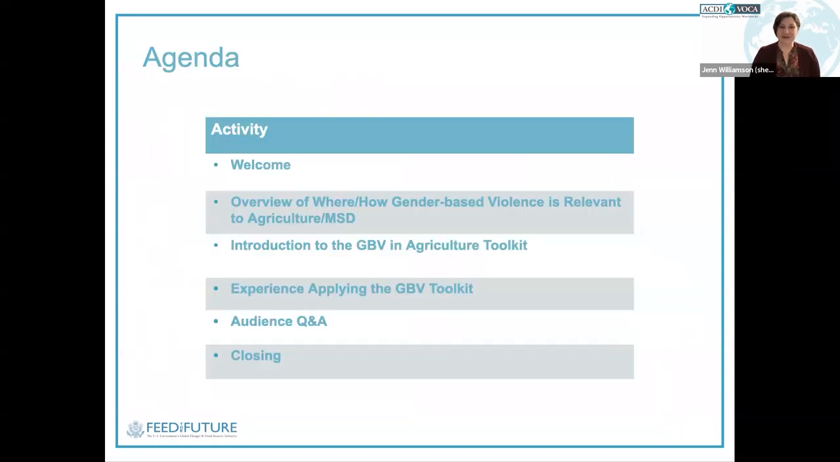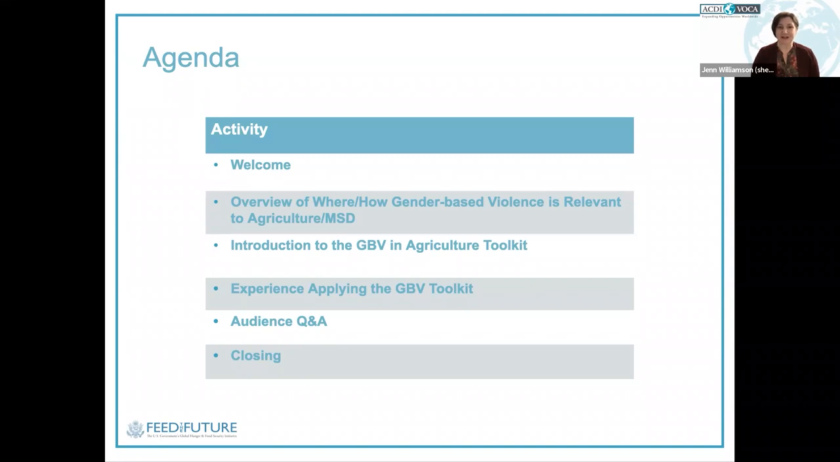In today's session, we're in the welcoming portion, but we're going to start out talking a little bit about where and how GBV is relevant to agriculture and market systems development programs. We may have a lot of people with us today who are working either in gender or agriculture market systems or both, but it's important to talk about this issue, particularly as for many years, people didn't see the connections between GBV and agriculture and market systems. And now we're actually excited to see how people are really paying attention to it and seeing this as a priority. So we're here today to further that discussion.